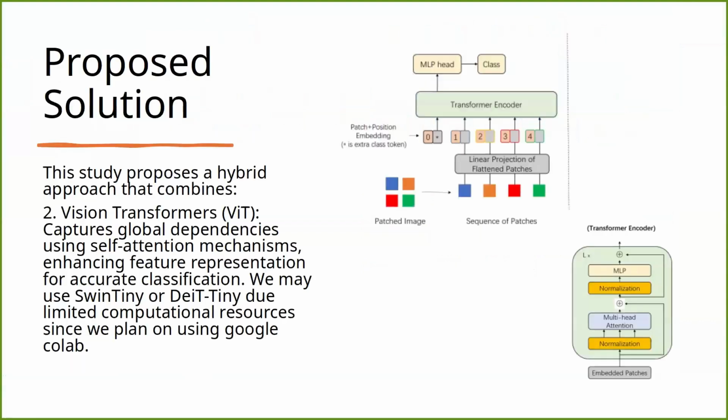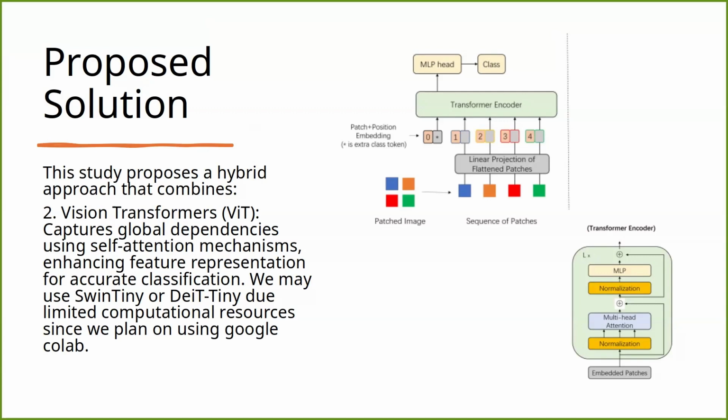Next slide. Another thing that we are going to use is the vision transformer, which captures global dependencies using self-attention mechanisms, enhancing feature representation for accurate classification. For our study, we are going to use the Swin Tiny architecture because of limited computational resources, since we are going to use Google Colab to implement this hybrid solution. The diagrams on the right side of the screen show the architecture of the vision transformer.